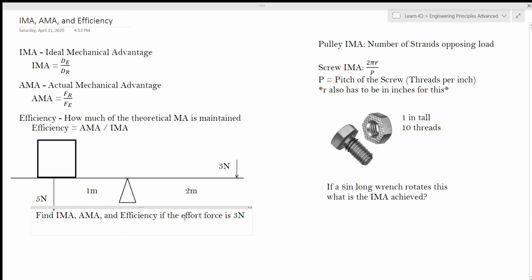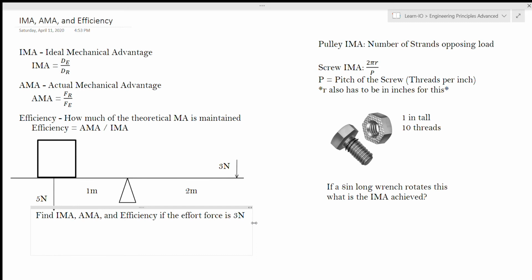So here we have a lever with 5 newtons being applied 1 meter away on the left and 3 newtons being applied 2 meters away on the right. And the problem is basically asking us to find the IMA, AMA, and efficiency if the effort force is 3 newtons.